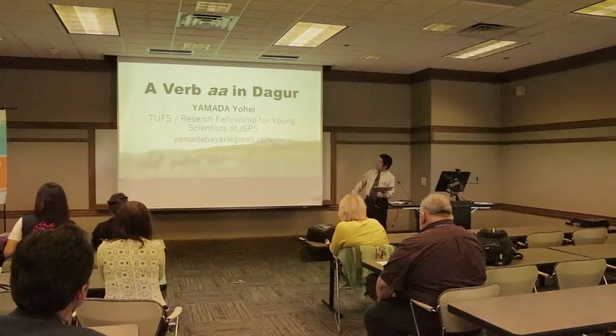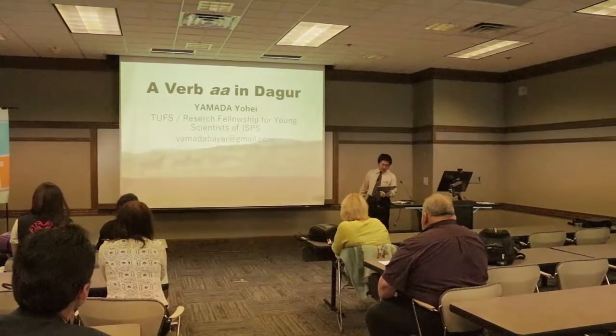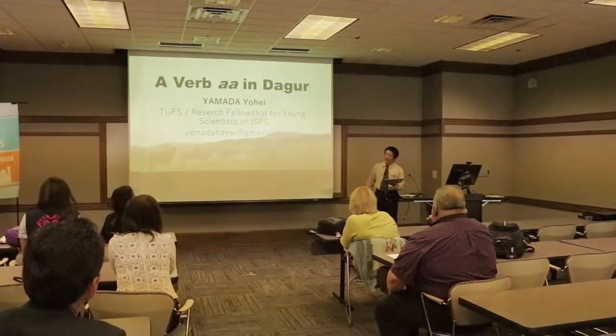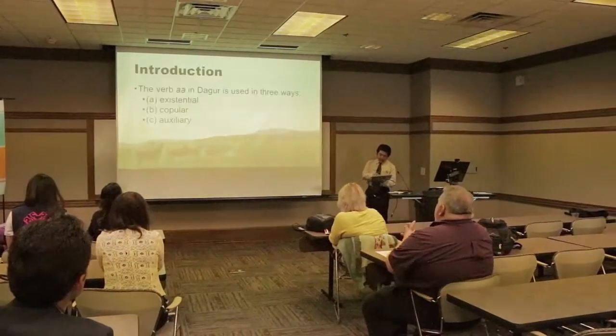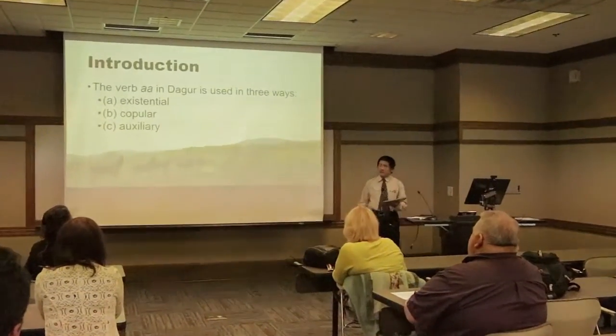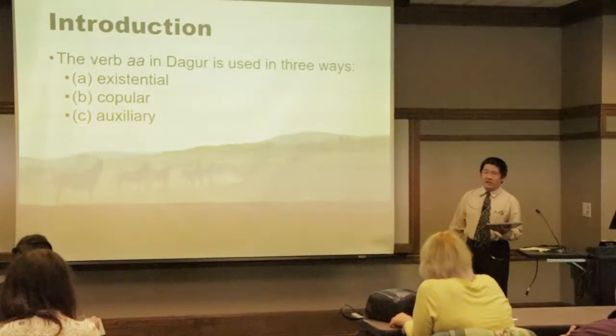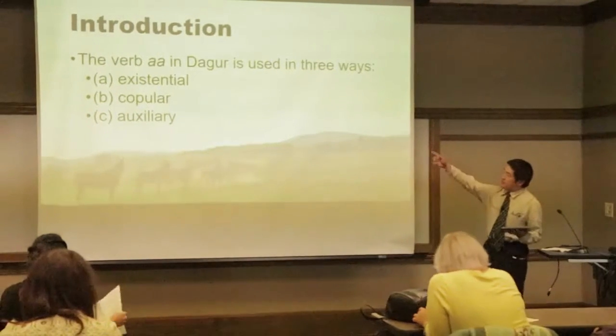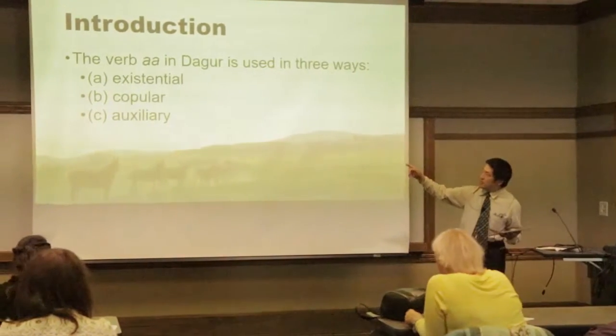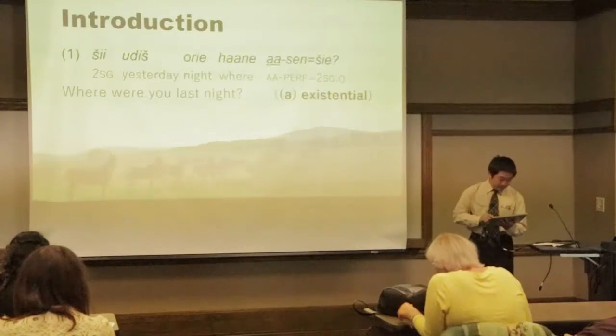The title of my talk is the verb a in Dagur. A is translated in English as "to be" and is very similar to the be verb in English. They have three uses: existential, copular, and auxiliary use.